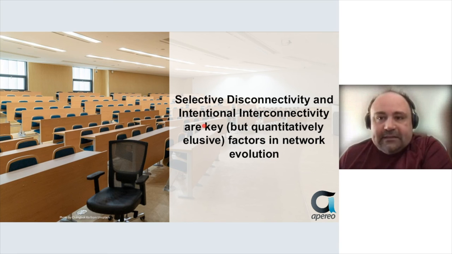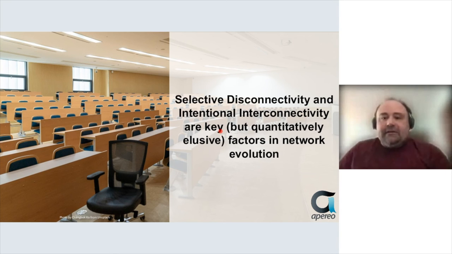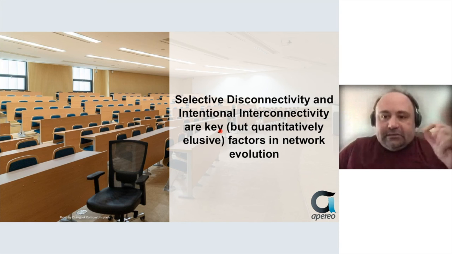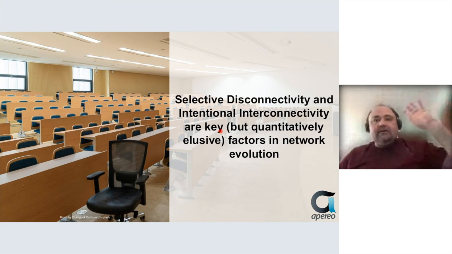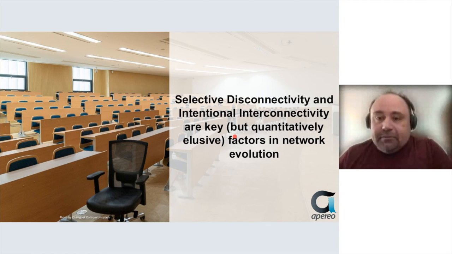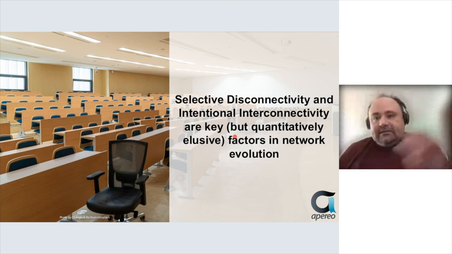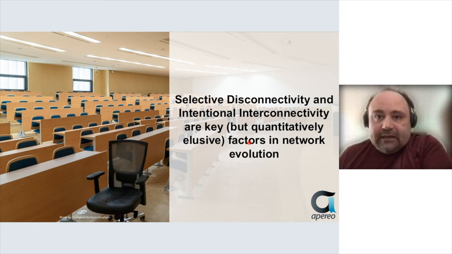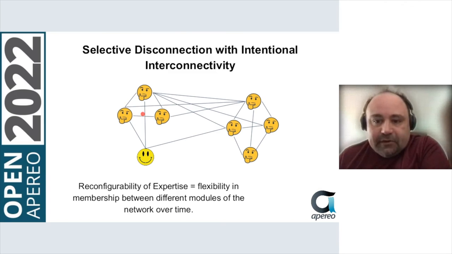So the final lesson here is that selective disconnectivity and intentional interconnectivity are key. These are two things that we've observed: people can be connected to certain groups, certain channels, but not in a top-down way, and also people join these groups based on affinity or based on what they're working on. And so these things work together to build these communities and to build the kind of structure that you see in these communities. But they're somewhat quantitatively elusive. So they actually help to evolve this network.